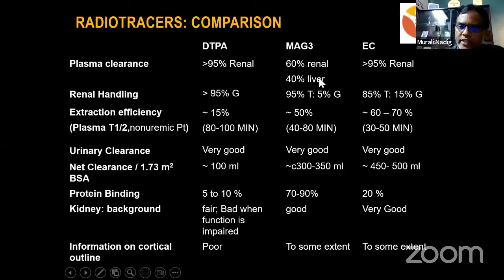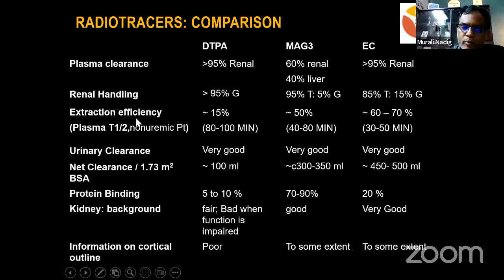For example, in the case of MAG3, whenever serum creatinine is high, like global impaired renal function, then the alternate route of excretion through the liver happens, and that can interfere with image evaluation. Whereas with DTPA and EC, it is almost exclusively handled through the kidneys only. But in the case of DTPA, more than 95% is cleared by glomerular filtration. In the case of MAG3, 95% is cleared by tubular secretion and 5% by glomerular filtration. And in the case of EC, 85% is cleared by tubular secretion and 15% by glomerular filtration.